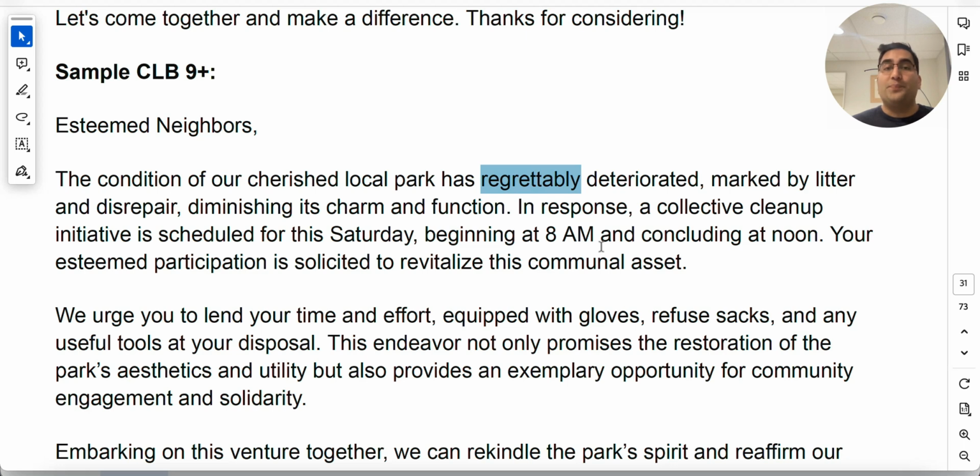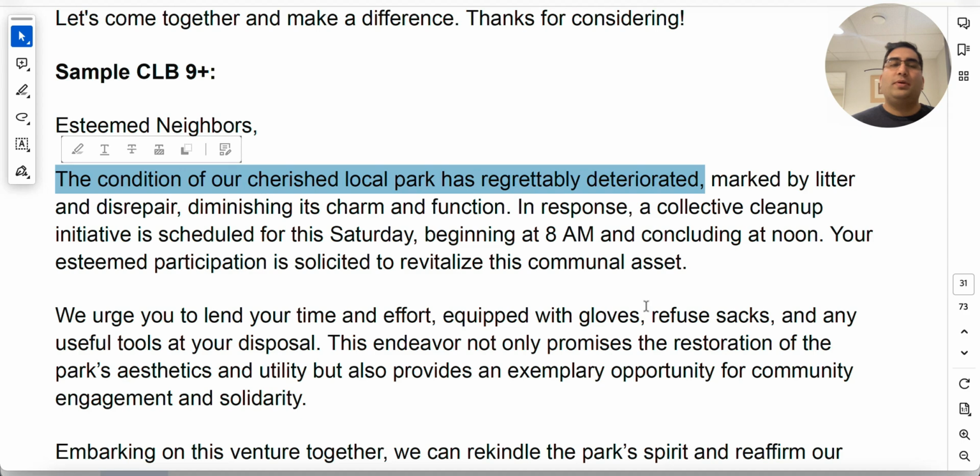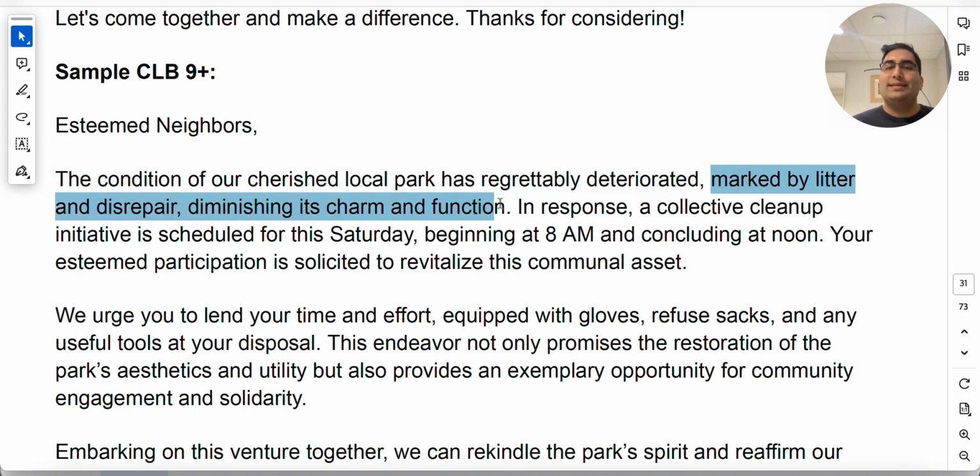in your writing task too. Now, you can also see the phrasing, "diminishing its charm and function", instead of just saying that it's become ugly. The phrasing paints a picture, and describes the situation better. At the same time, you can see the sentence is divided into 2 parts. The first part is, "the condition of our cherished local park has regrettably deteriorated." And the second part is this one, "marked by litter and disrepair, diminishing its charm and function."